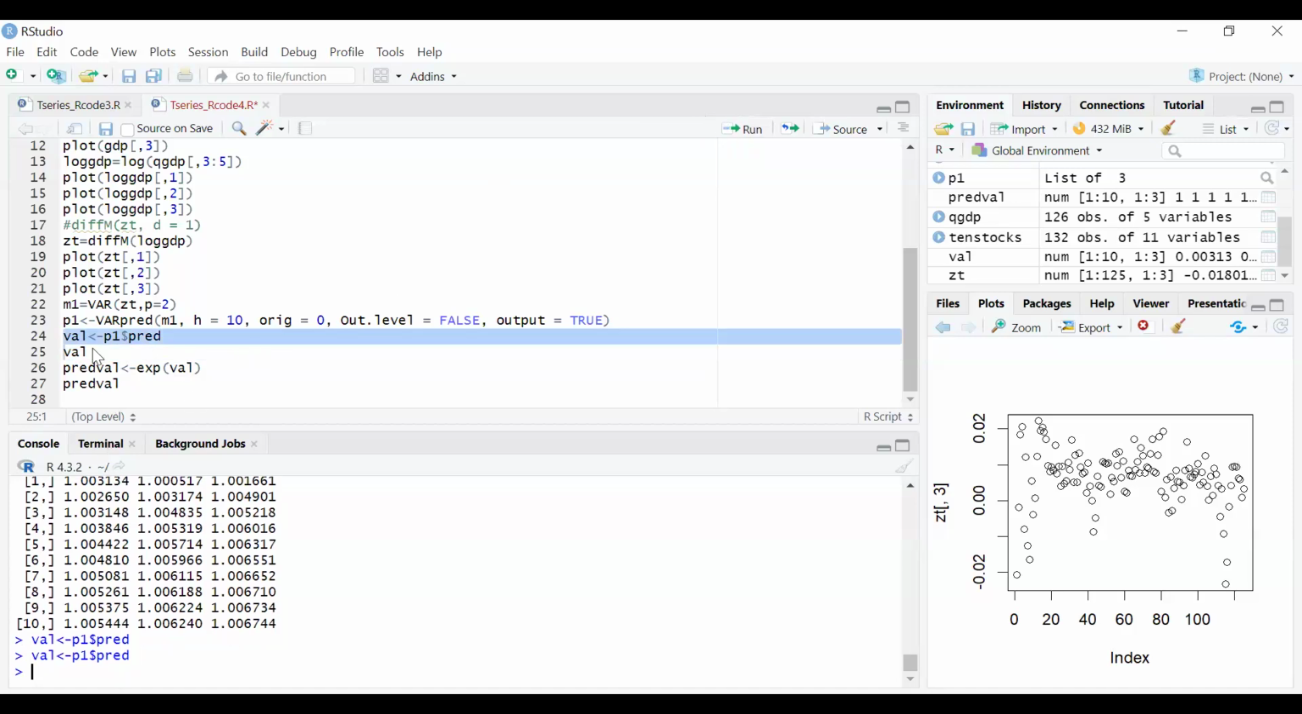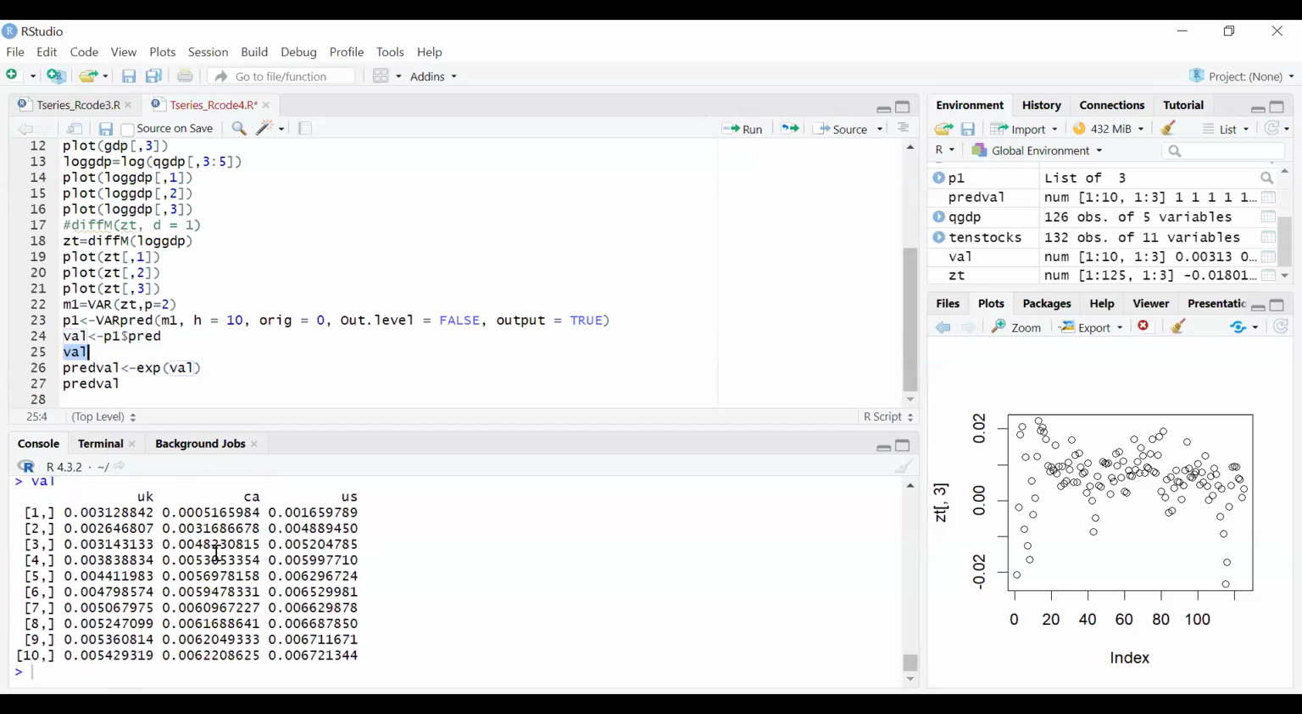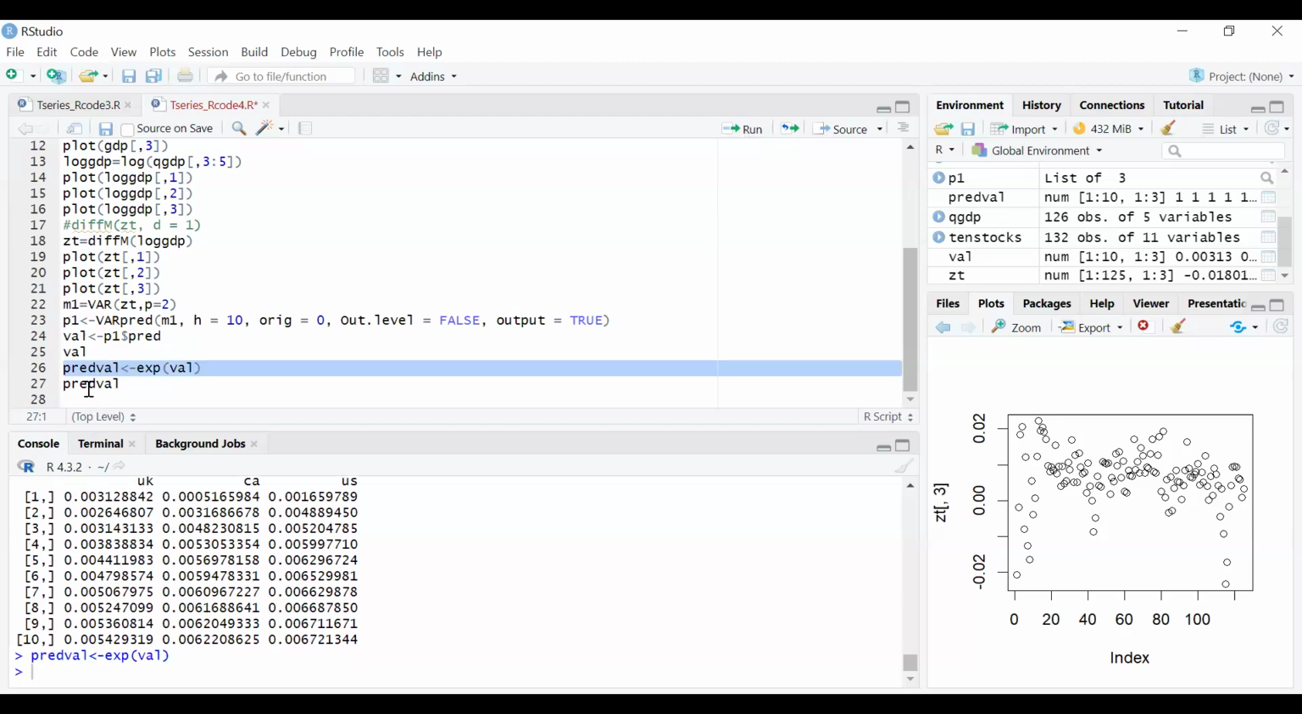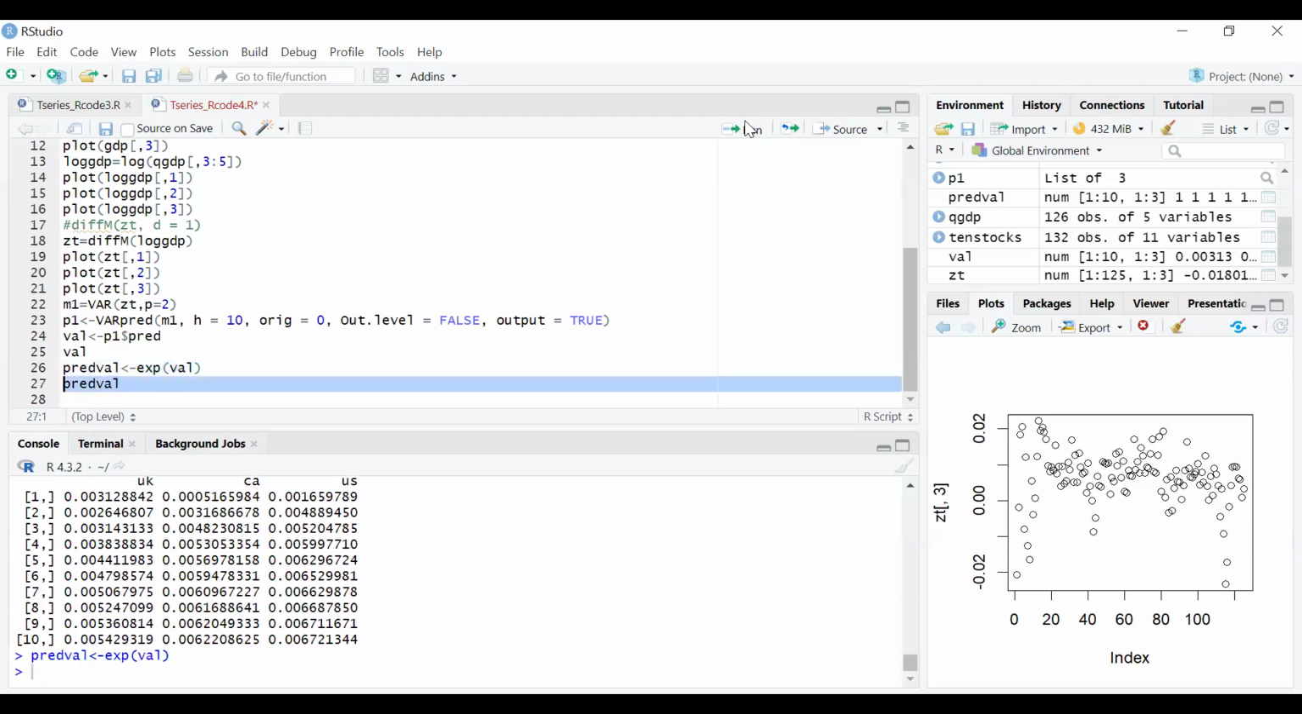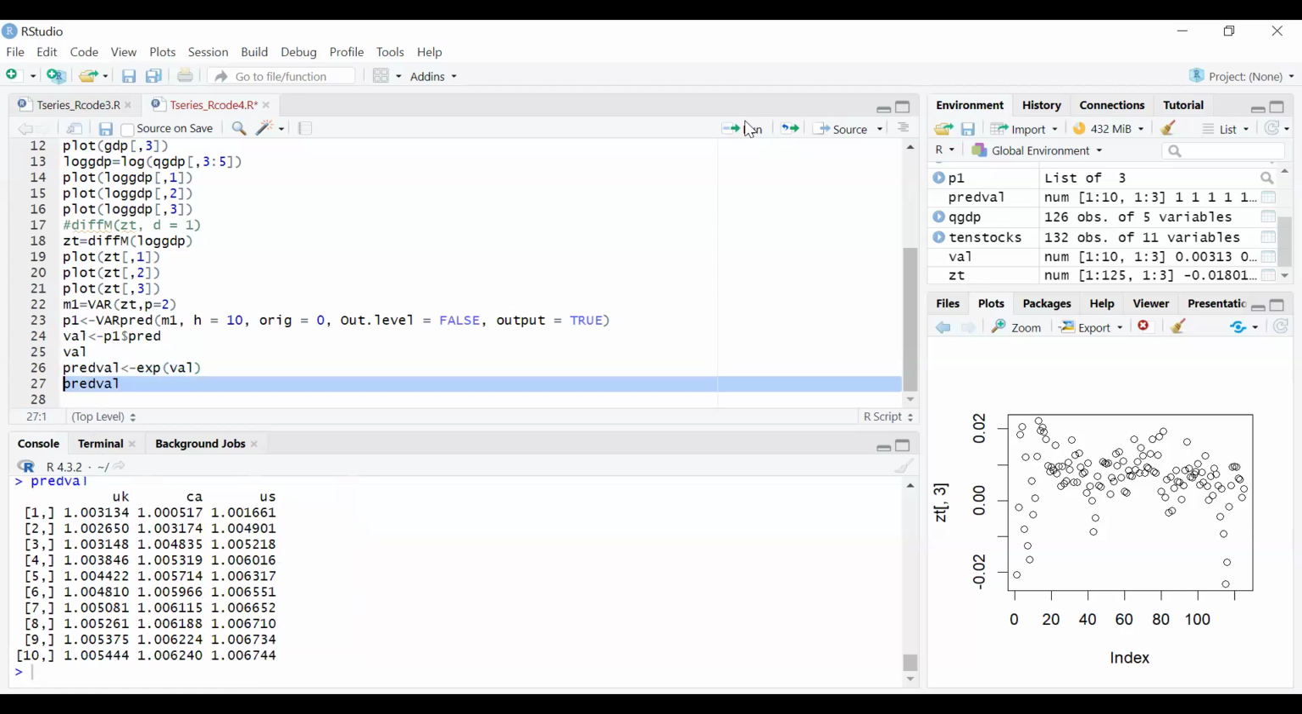So this val contains the forecasted value that I have received. And then I can simply write the x function, so that will convert it back to the opposite direction. The process that was done by the log transformation, it will convert it back to the opposite direction.